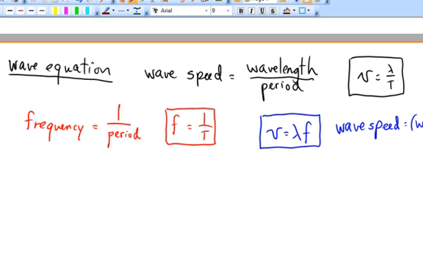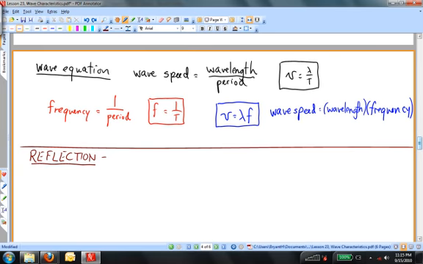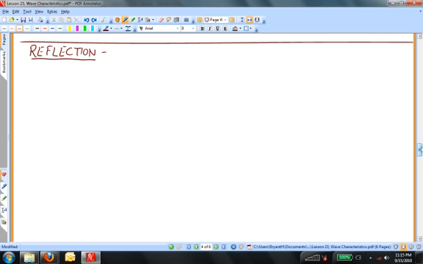We now want to discuss the behavior of waves when it begins to encounter different materials. And this is a topic that is called reflection. You're familiar with reflection because you look at your reflection every morning in the mirror when you get ready to come to school. We define the reflection of a wave to be the return of a wave into the original material when it encounters a boundary.